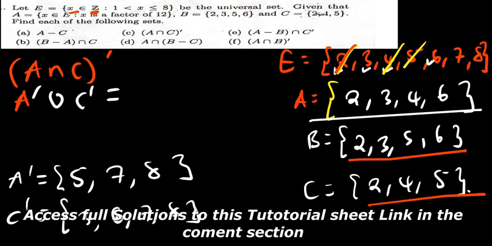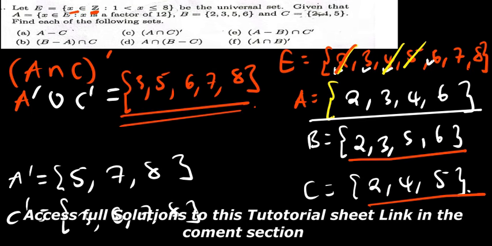So there we go. We are going to write the numbers now. The numbers which are found in A complement and C complement, I'll start with 3. Which other number? 5. Which other number? 6. Which other number? 7. Which other number? 8. So this becomes my answer.